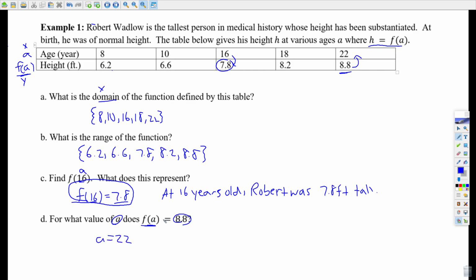Or you could actually use this here and write it out by putting the a value inside. So you could also say f of 22 gave us 8.8. And that should work, because when you look at 22, it gives you 8.8 in the table. So most of the stuff is something we've done before, except for maybe D, going backwards and reading the table the other direction.